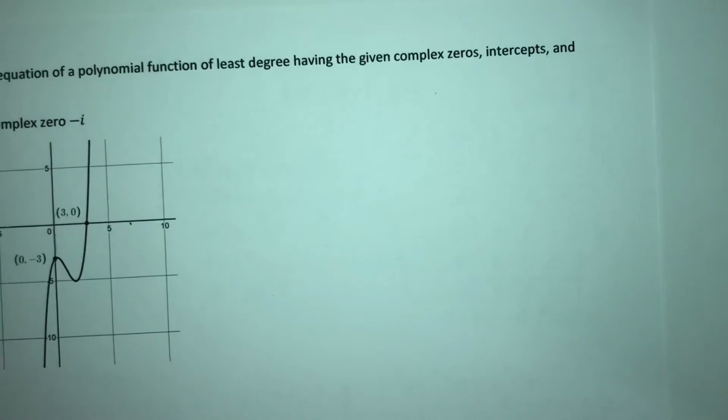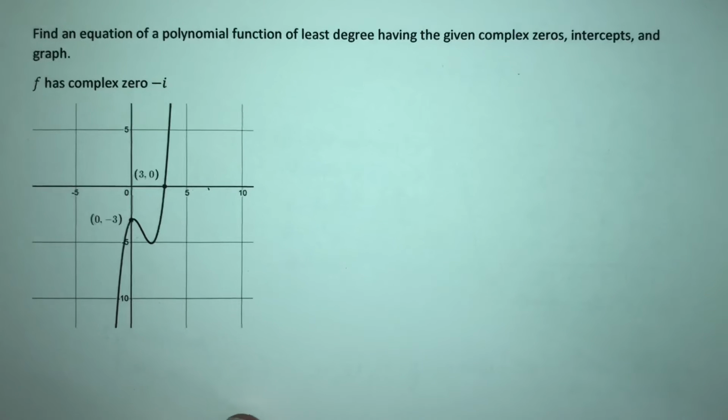Okay, now one more problem. We want to find an equation of a polynomial function of least degree having the given complex zeros, intercepts, and graph. Okay, now we have a lot of information on here that we can pull off. You just don't let this scare you, okay?